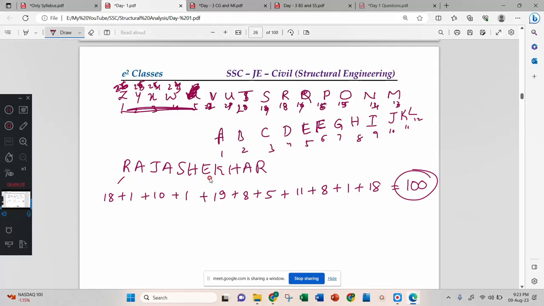This is the power of Rajshekhar, you know. Okay, now fresh, we have finished CG and MI. Now we'll go with the next concept.